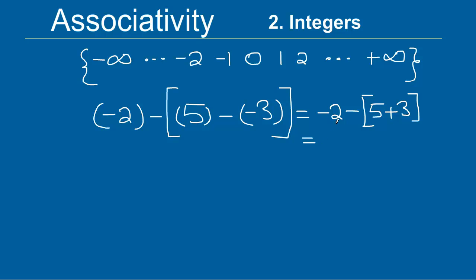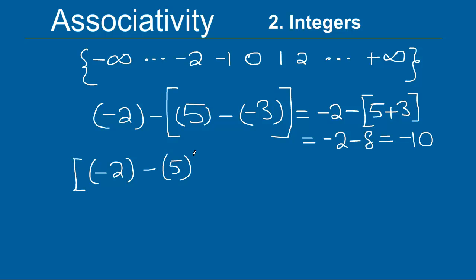So this will give us -2 minus 8. So -2 minus 8 is -10. So this is -10. Now let's do the other grouping. We have -2 here. We will do -2 minus 5 first, and whatever we get, we will then do this together minus -3. So here we will have -2 minus 5.